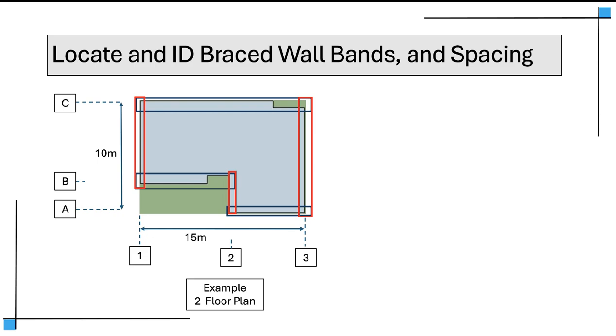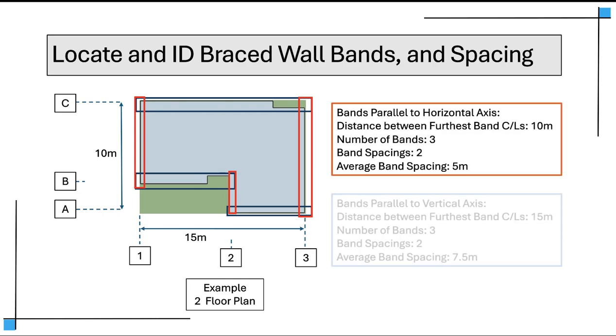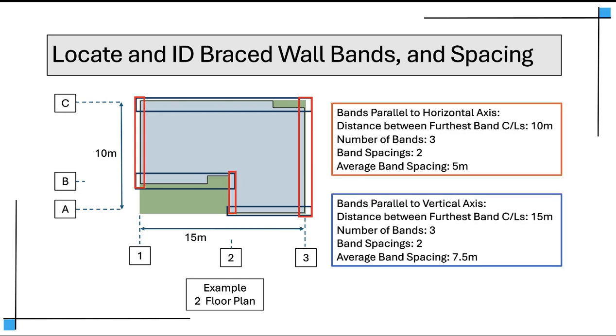And that is that center band, the red one labeled 2, now instead of continuing all the way through to the rear wall, it actually just stops at the front wall. And ultimately, the results are the same. Okay, so for the bands parallel to the horizontal axes, we still have 3 of them, still 10 meters between the furthest, so our average band spacing is 5 meters.